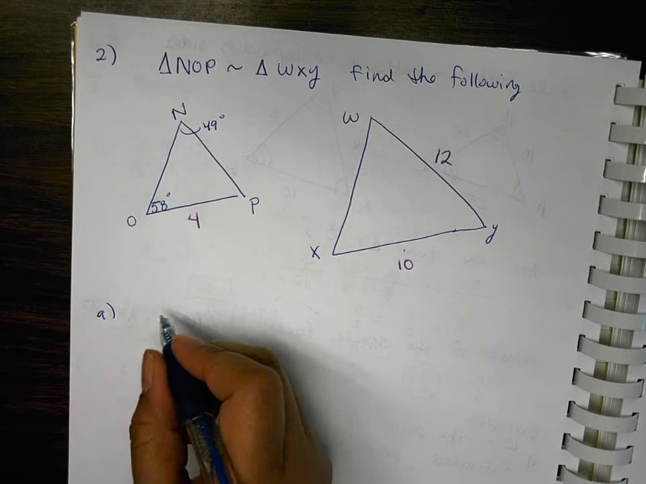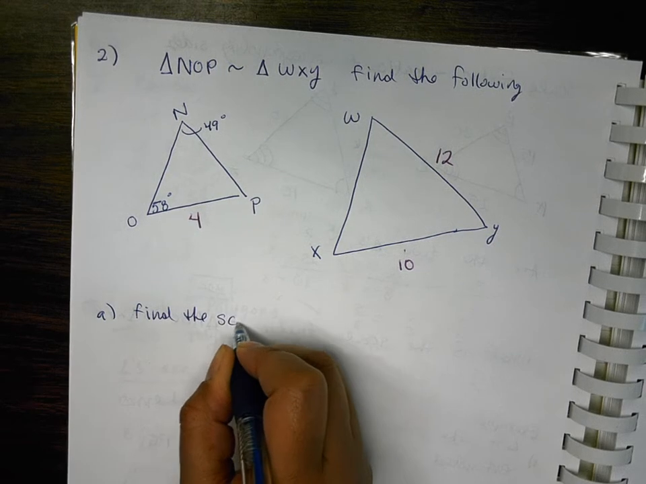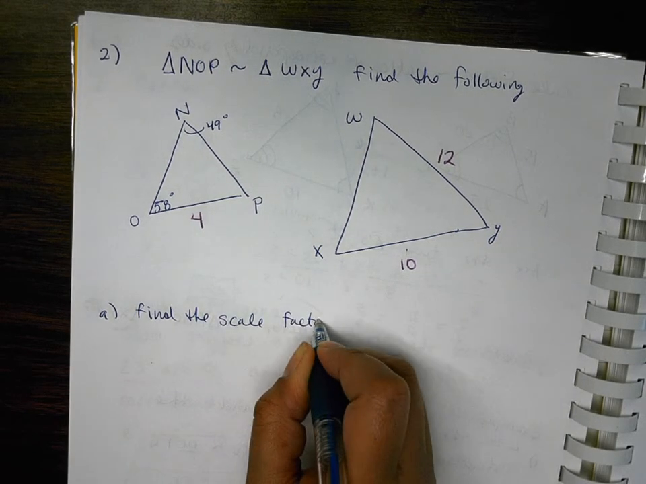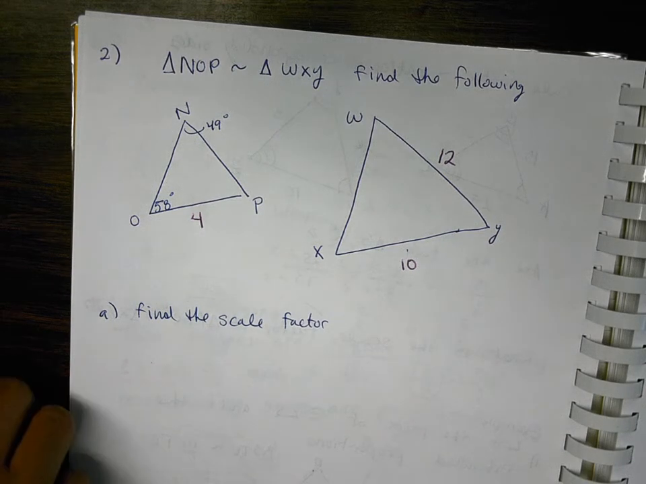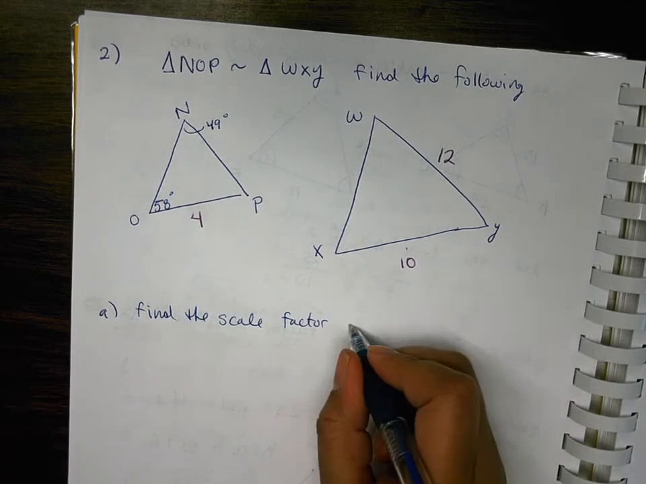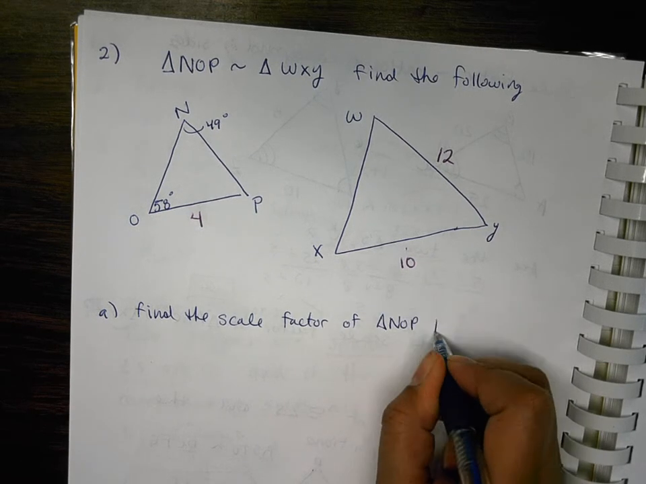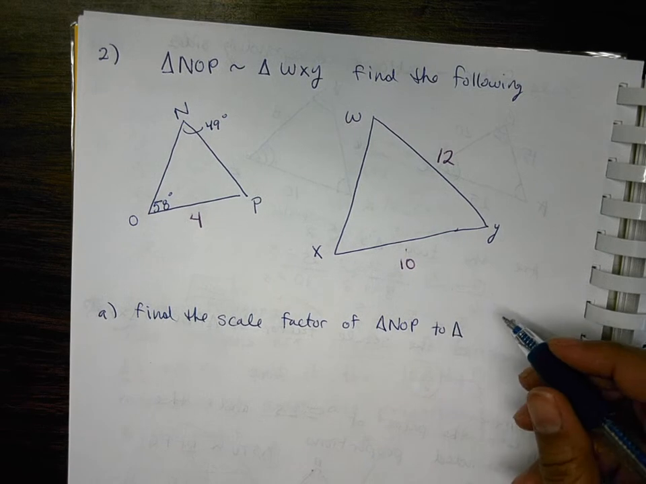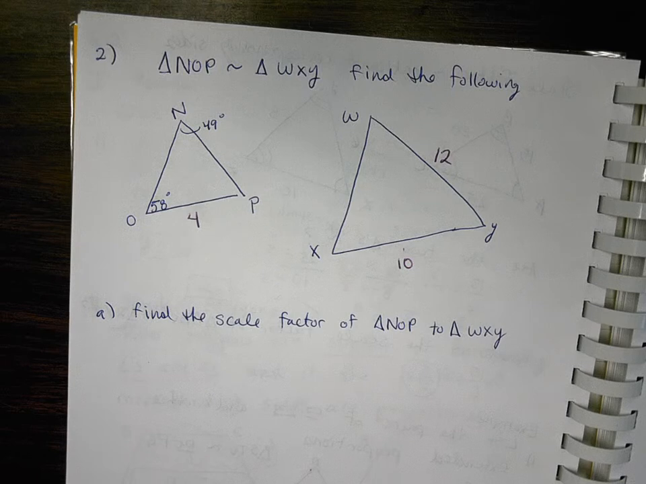Part A, find the scale factor. Oh, let me write more. Because you need to know which direction you're going, of triangle NOP to triangle WXY. What number is going on top, the NOP triangle or the WXY? So top and the bottom when I make my scale factor fraction, yes or no?